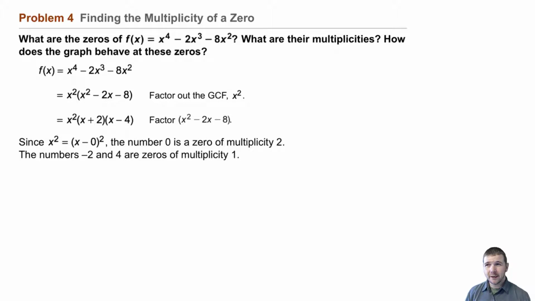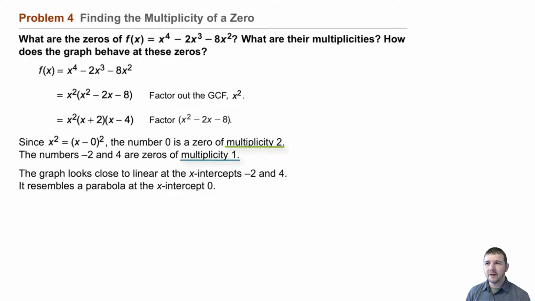Since x squared equals (x minus 0) squared, the number 0 is a 0 of multiplicity 2. The numbers negative 2 and 4 are zeros of multiplicity 1. The graph looks close to linear at the x-intercepts negative 2 and 4. It resembles a parabola at the x-intercept 0.